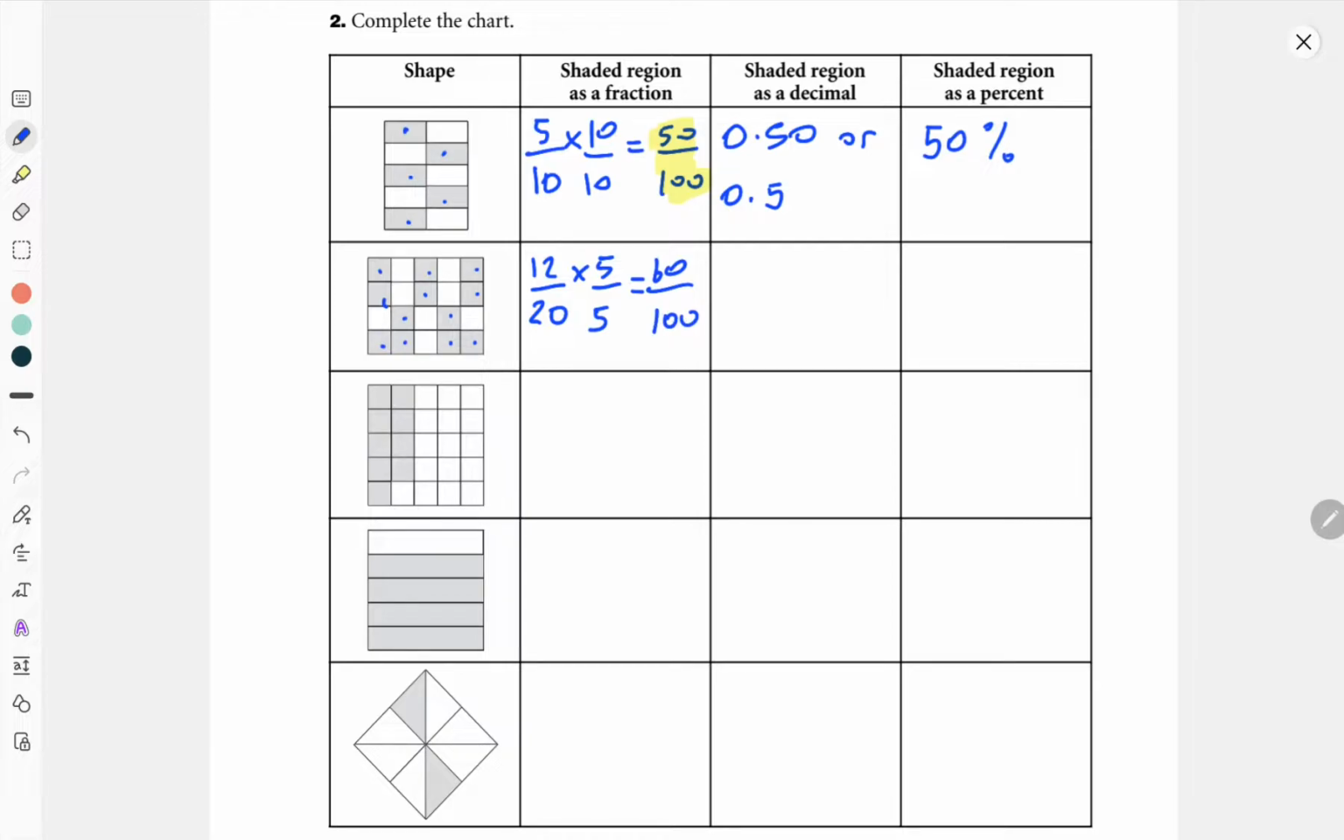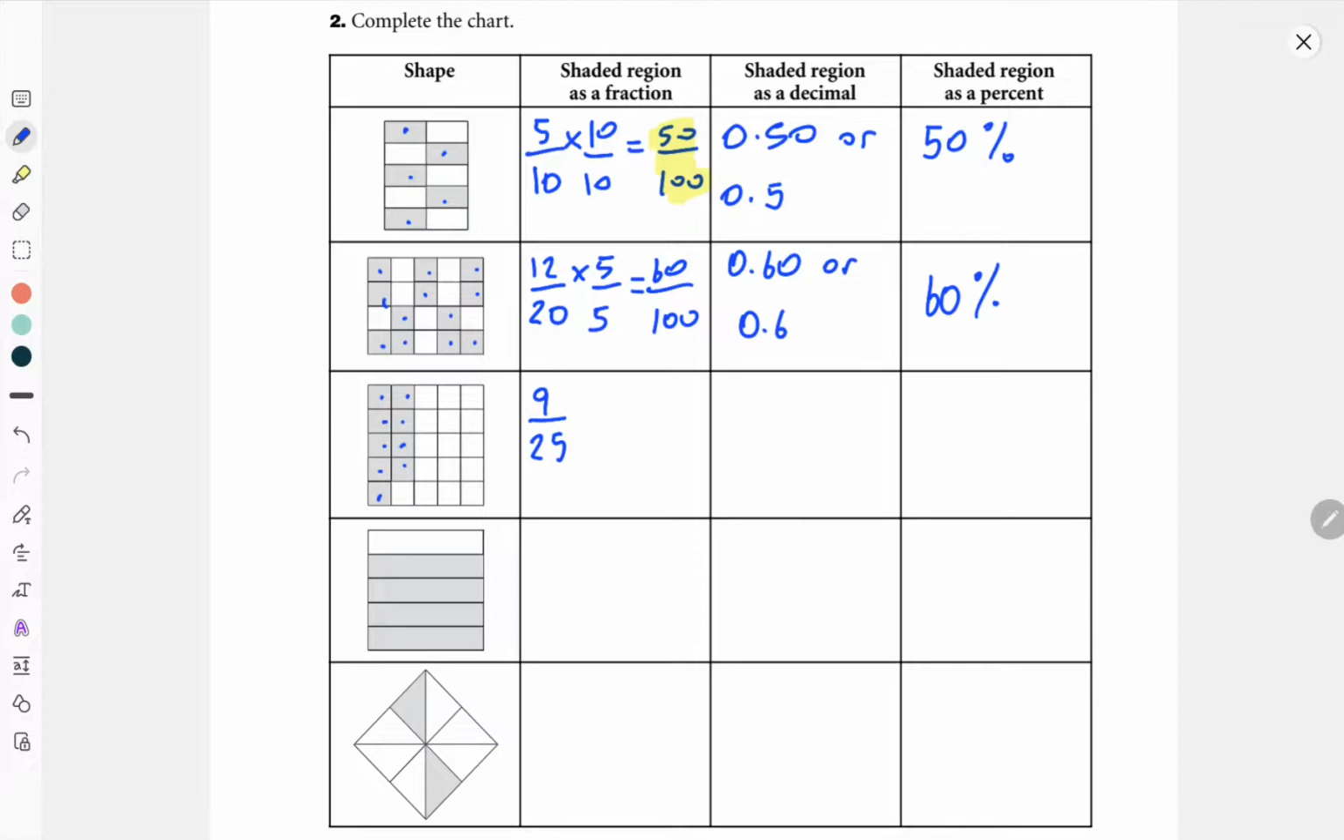Now again, 60 over 100, let's write it as a decimal, which is 0.60, or you can write it as 0.6. And the shaded region as a percent is 60%, right guys? 60%. Now let's go to the next one. Here guys, we have 1, 2, 3, 4, 5, 6, 7, 8, 9, right? So we have 9 over 25. 9 over 25, right guys?